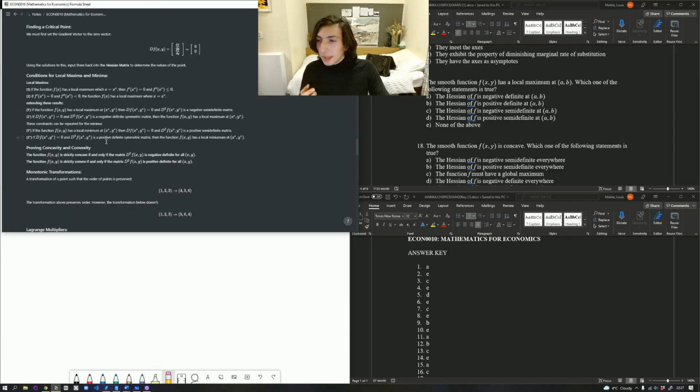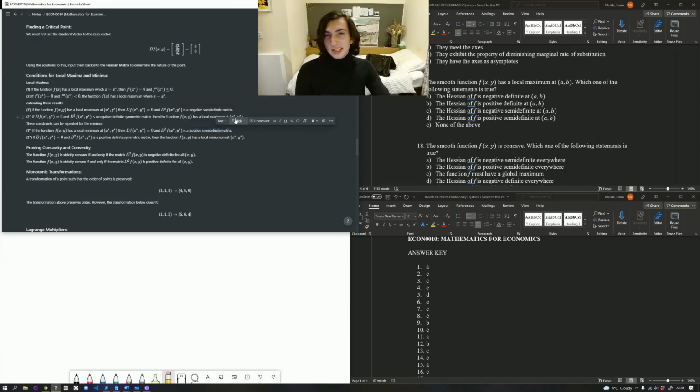I think it's here. So, at any local maximum, you must essentially have this. If the function has a local maximum at a specific point, then the gradient vector equals 0, and the Hessian matrix is negative semi-definite. Simple as it gets. Again, if it's a minimum, it's positive semi-definite.